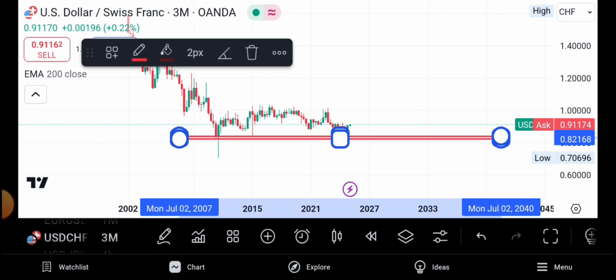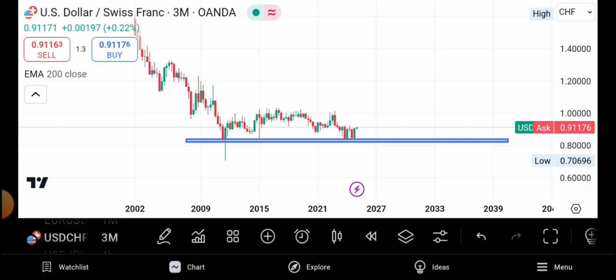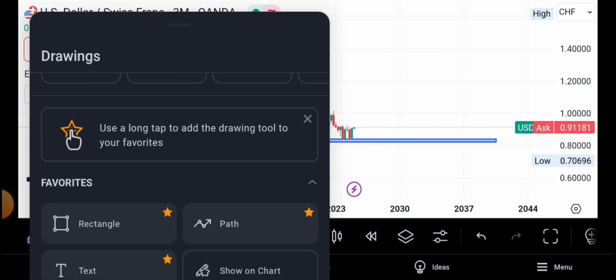rectangle. So we are going to indicate it as a support, and you know support always pushes the price higher. So that is our support. Are we together? That is our support, which has not been broken with a candle body. Let me illustrate.